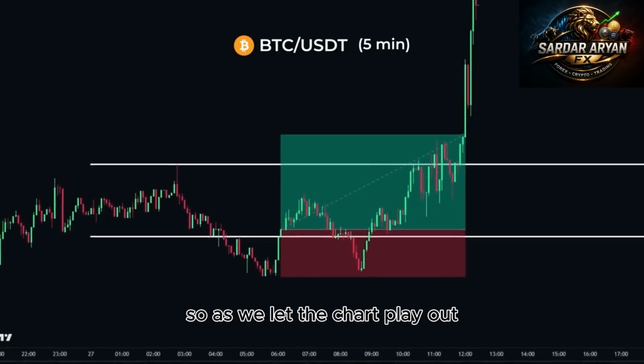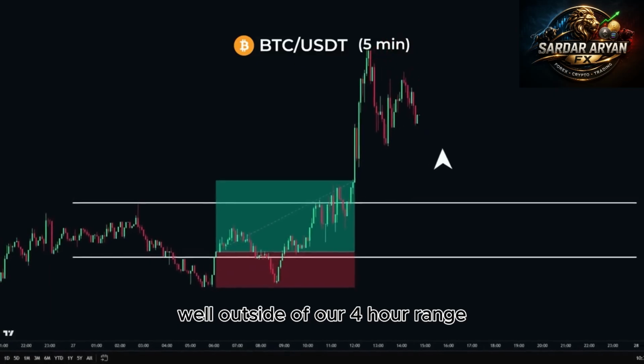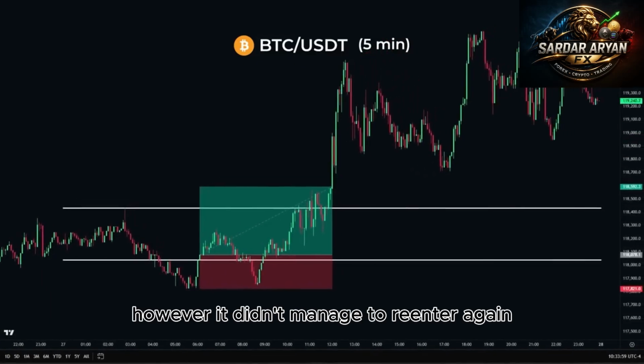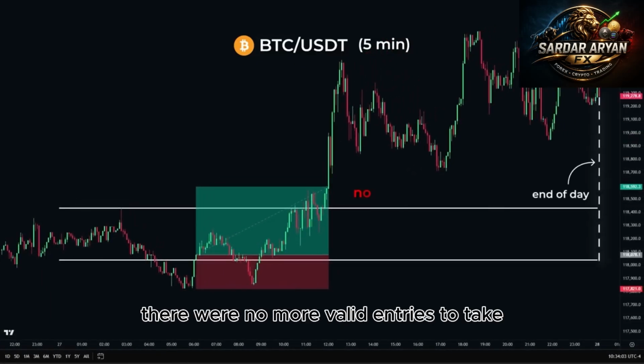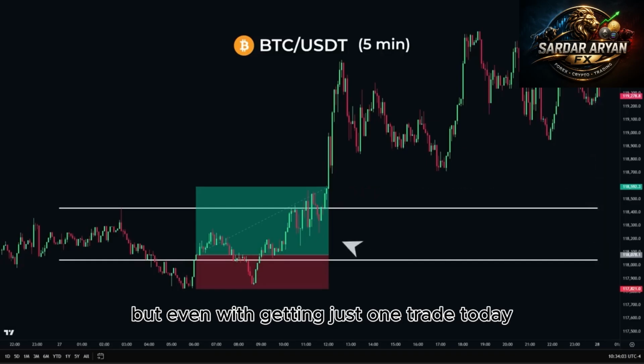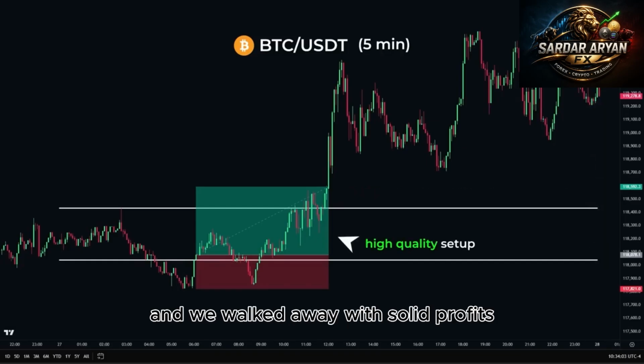So, as we let the chart play out, we can see that price is trading well outside of our 4-hour range. However, it didn't manage to re-enter again until the end of the day. That means for this trading day, there were no more valid entries to take. But even with getting just 1 trade today, it was a high-quality setup and we walked away with solid profits.